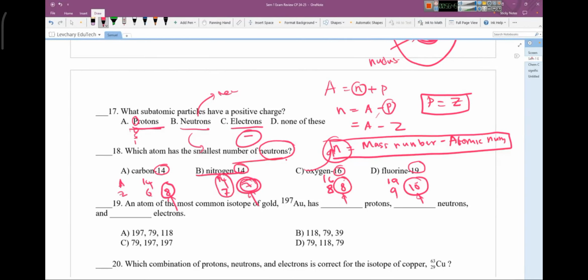So we have to find out the mass number, and we have to find the atomic number from the periodic table, and we have to find out the difference, and based on the question we have to give the answer. Fine?